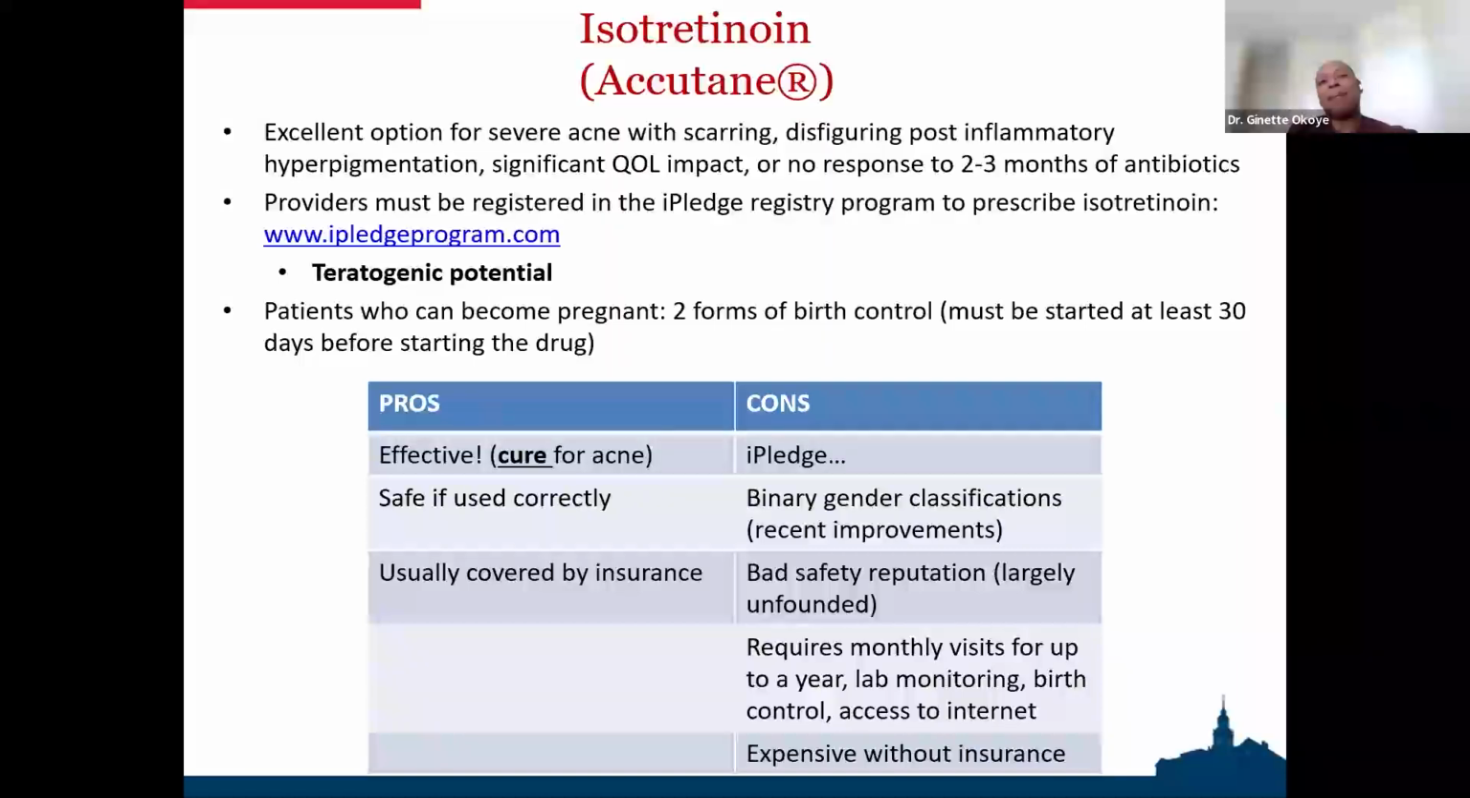The thing is, it has a bad safety reputation, largely unfounded in my opinion. The biggest issue with isotretinoin is the teratogenic potential. So people who can get pregnant have to be on 2 forms of birth control. And there's something called iPledge, which is this national registry that we have to register on, and the patient has to register on. And so it's a pain to prescribe, but it's to stop this teratogenic potential.